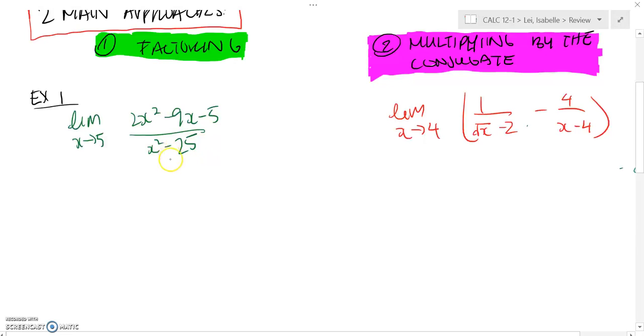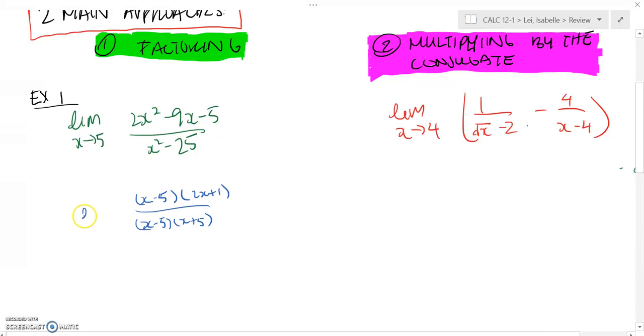But since we know that here is a difference of squares and it will factor out into x minus 5 and x plus 5, we know that if we plug in 5 for here, then it'll be 5 minus 5, which is 0, so it'll all be over 0, so we can't take the limit of that. But if we also factor out the top, it becomes x minus 5 times 2x plus 1. Now we have something we can cross out.